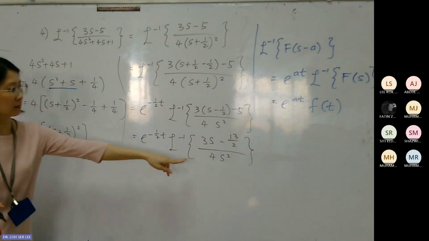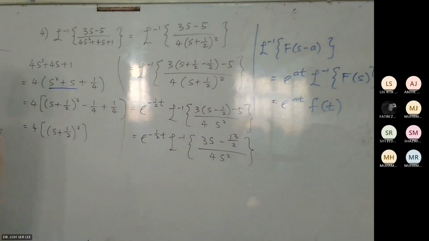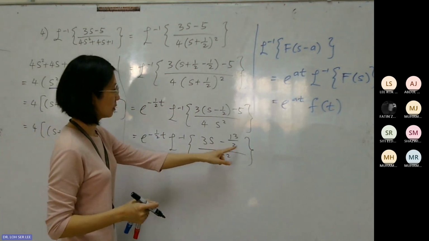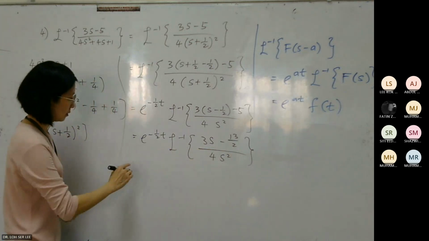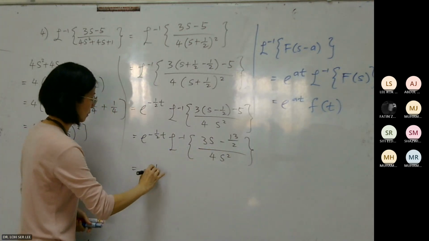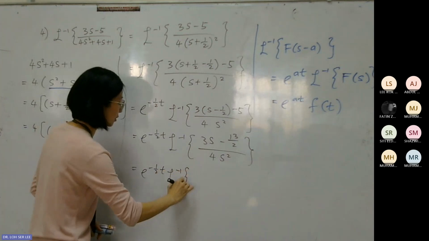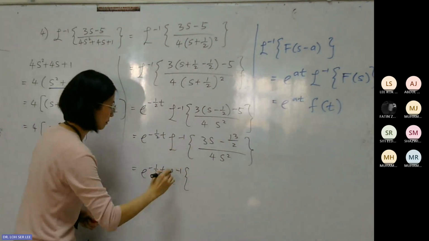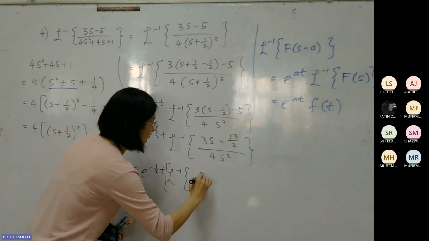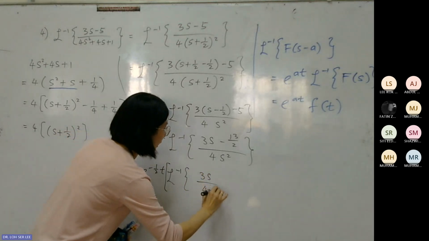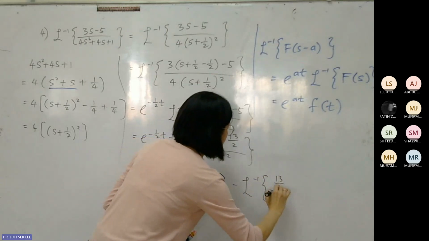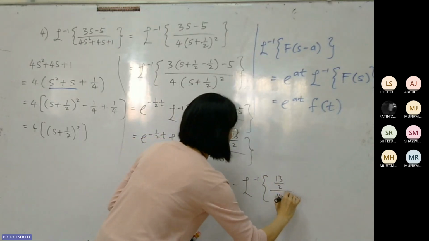So how to proceed? We have to break it into two, right? We have to break it into two. So 3s over 4s squared. Another one is minus 13 over 2 over 4s squared.